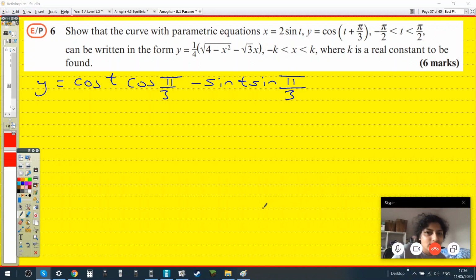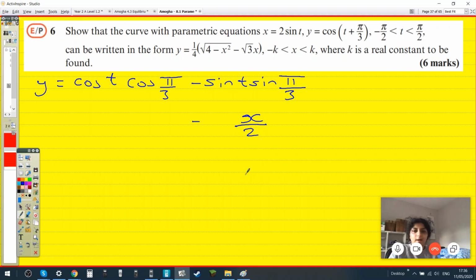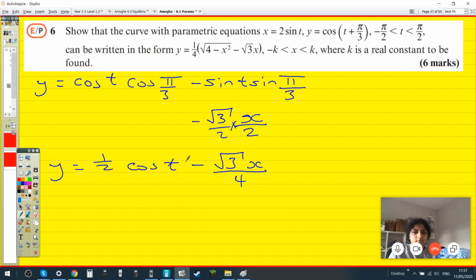Substitute x over 2 is sine t. Sine x over 2. Okay. So pi x... I don't know if you should multiply them or not, but you could just work out what sine pi over 3 is. Correct. Root 3 over 2. So that would be root 3x over 4. Then work out what cos pi over 3 is, which is half. And so y equals a half cos t.